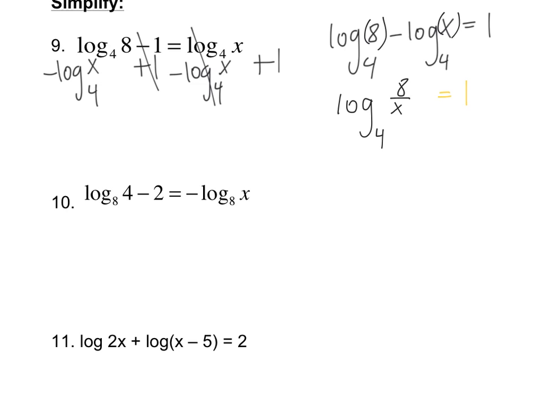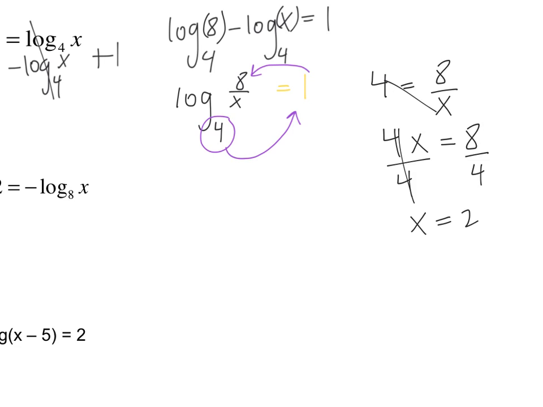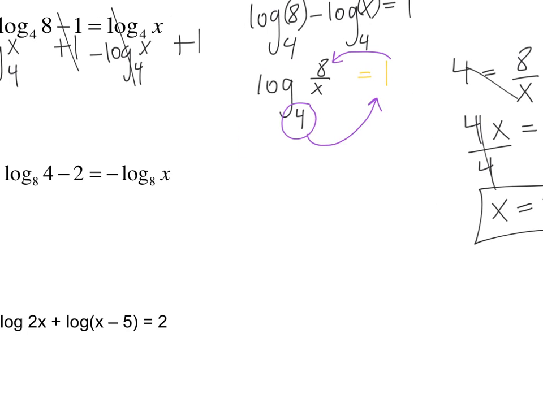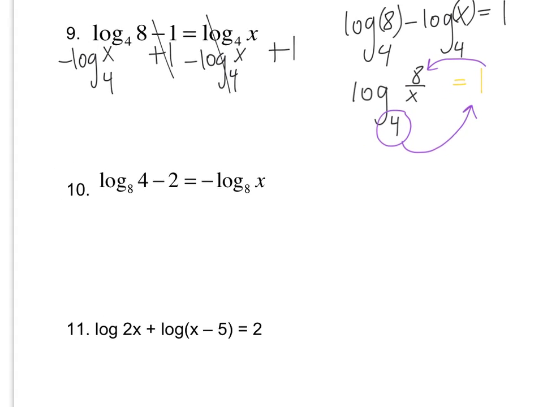Now to solve this, as you can see, it's a log number situation and the log is isolated, so you change it to exponential. 4 to the power 1 is equal to 8 over x. Let's write this down. 4 to the power 1 is 4, so 4 equals 8 over x. Now to solve for x, you can cross multiply, so 4x equals 8. Now divide both sides by 4, so x is equal to 2. Now remember, check this answer, and you will see that it makes sense. This is how you would solve a problem like that.